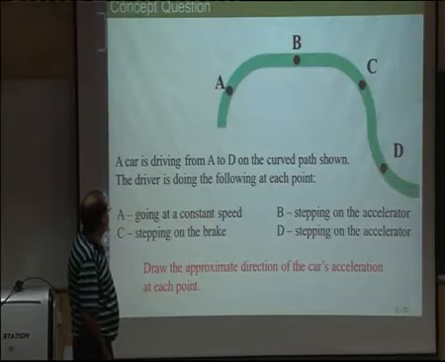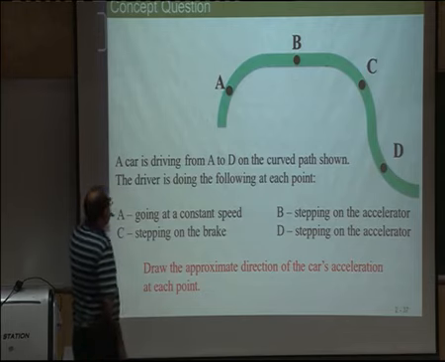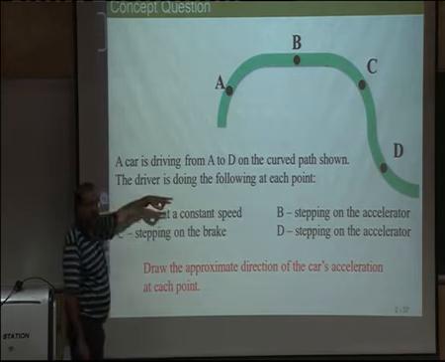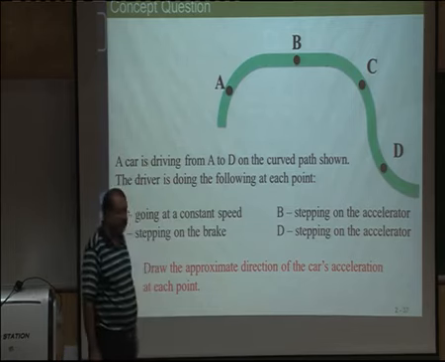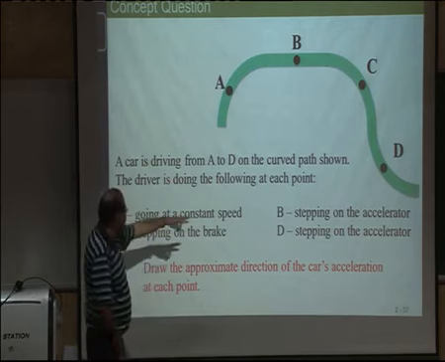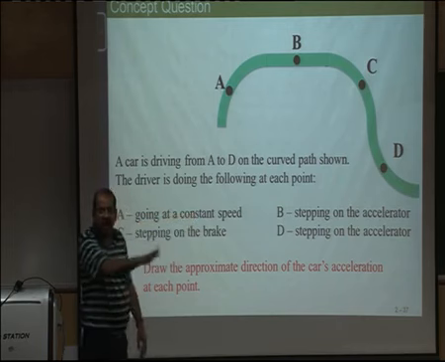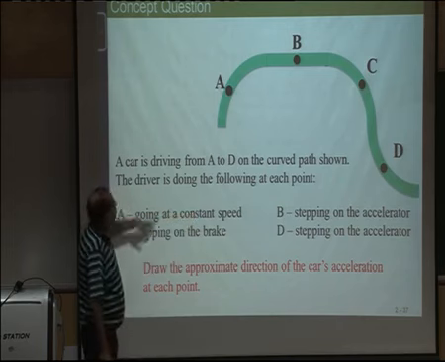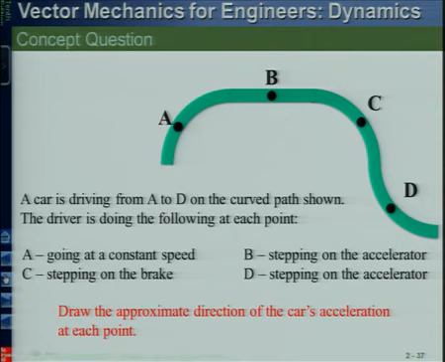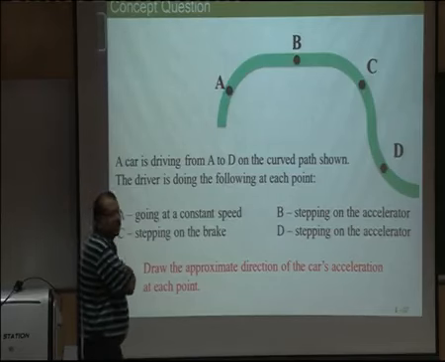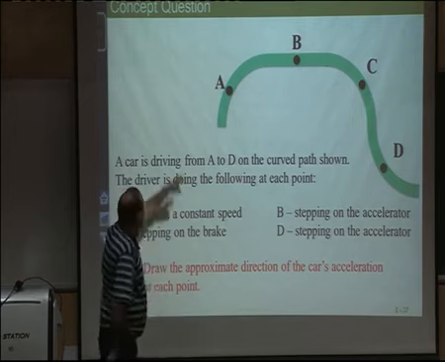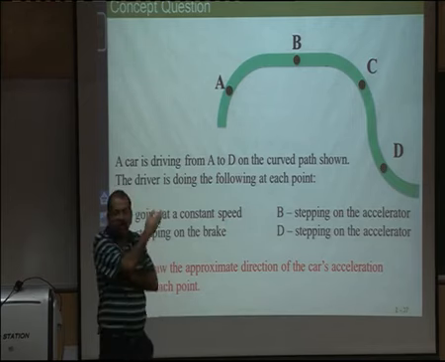Now, these sort of things you could try, and I'll not do, but see here, a car is driving from A to B on a curved path shown. The driver is doing the following things at each point. At A, he is going at a constant speed. At B, he is stepping on the accelerator. That means velocity is increasing. At C, he is stepping on the brake. At D, he is stepping on the accelerator. So different things could be given, and you are asked to draw the approximate direction of the car's acceleration at each point. Now let's do one or two of these.